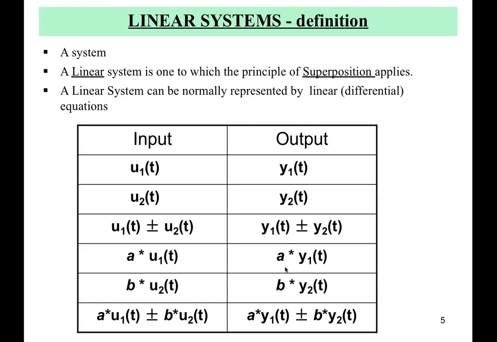Apply one input, get one output. Apply a second input, you get a second output. If you add two inputs together, then the outputs should add together. Or you multiply the input by a factor of A, and the output should also be multiplied by the same factor. If that applies, then you have a linear system. I'm giving you a few examples here.